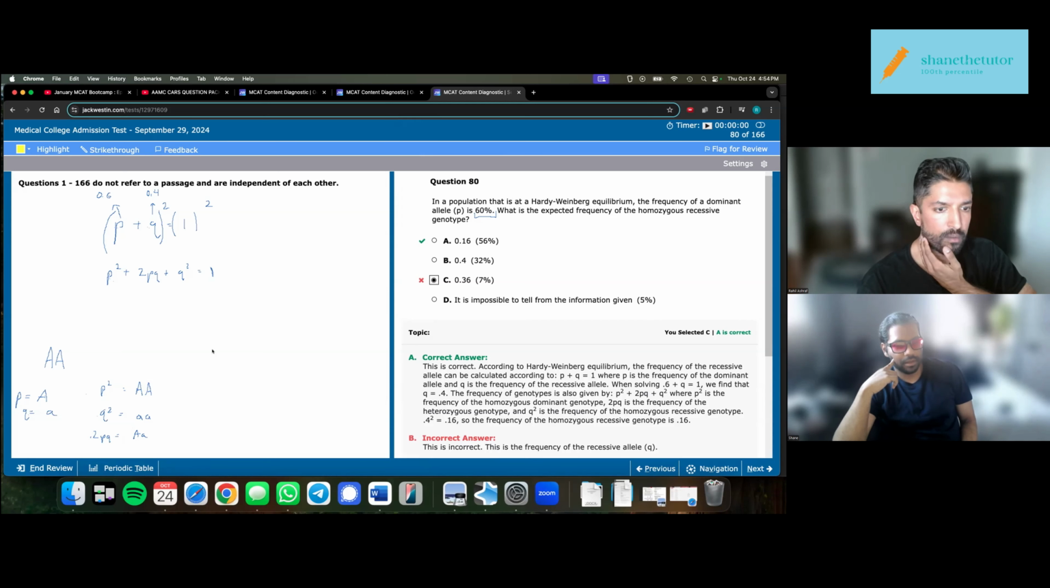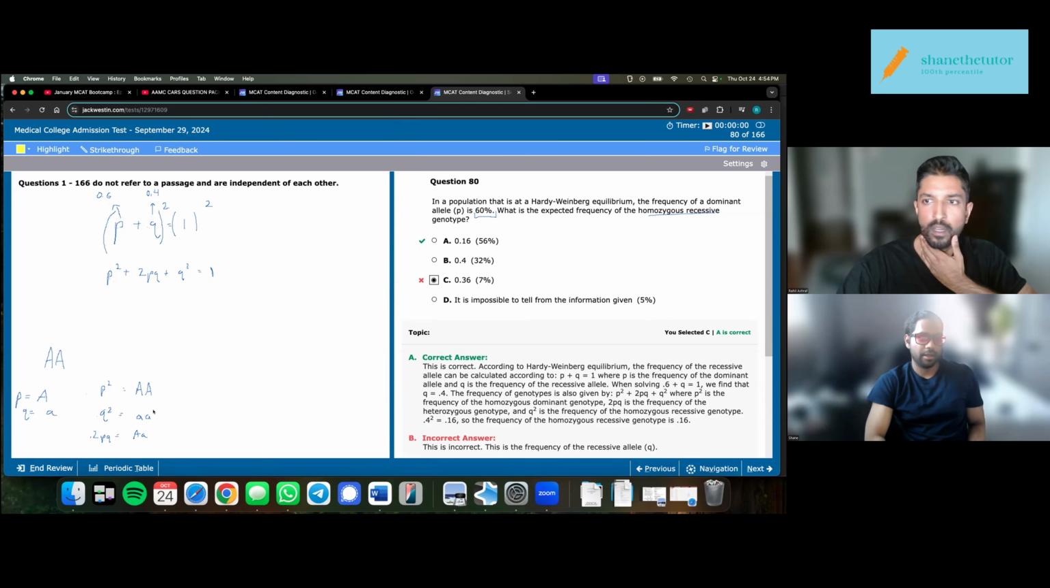So they're asking for the homozygous recessive genotype. Oh, so they're asking for the q squared, or q versus q squared? It would be the q squared. Tell me why. Because this is not like a single allele; this is like a cross, like a homozygous genotype.